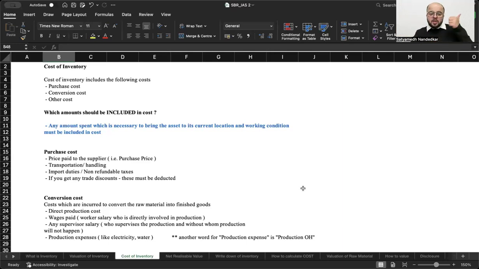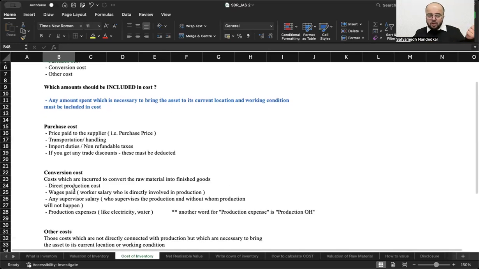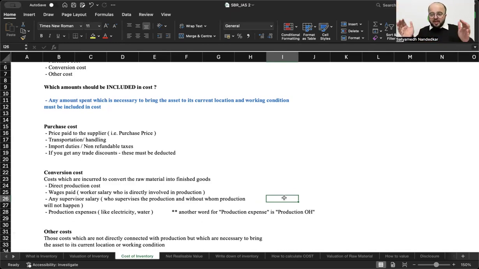Okay. So purchase cost is the cost that you pay to the supplier. Conversion costs are costs like direct production cost or wages paid to the worker who is directly involved in the production process. Any supervisor salary, who is supervising the production of the entire factory, so a part of his total salary will get added here. And any other production overheads that you can think of, like electricity, water, all of these items, those will also get apportioned and absorbed into this particular item.